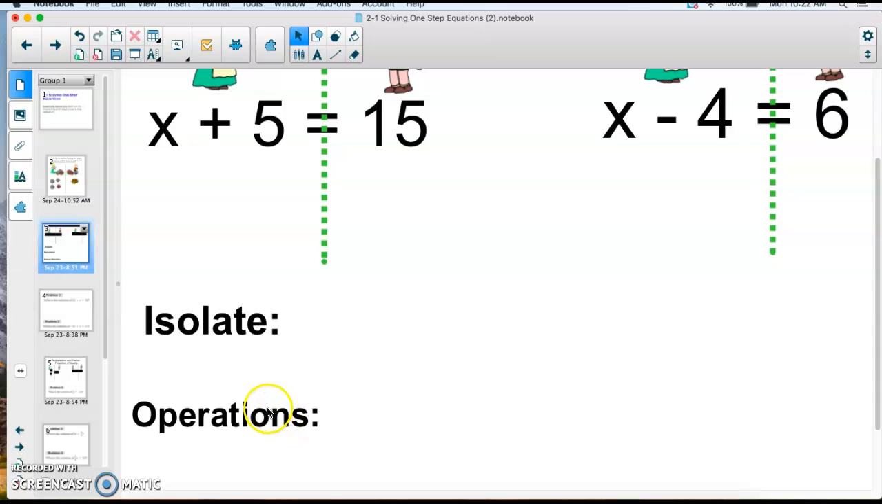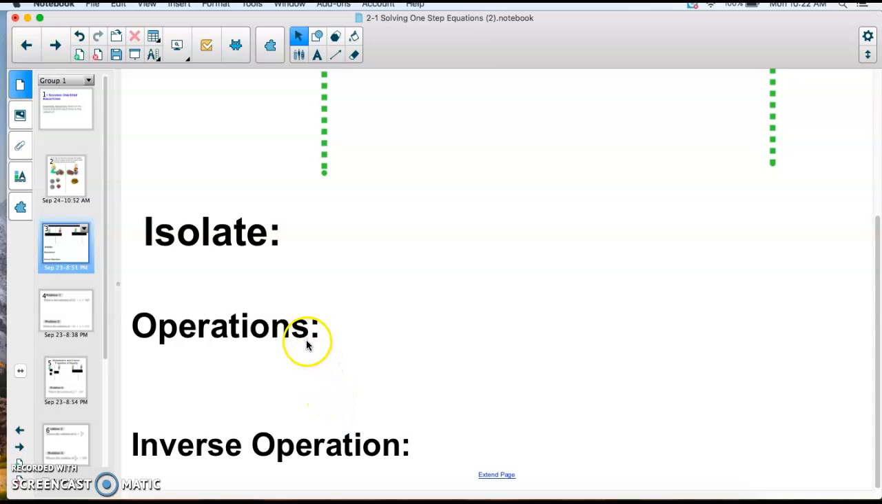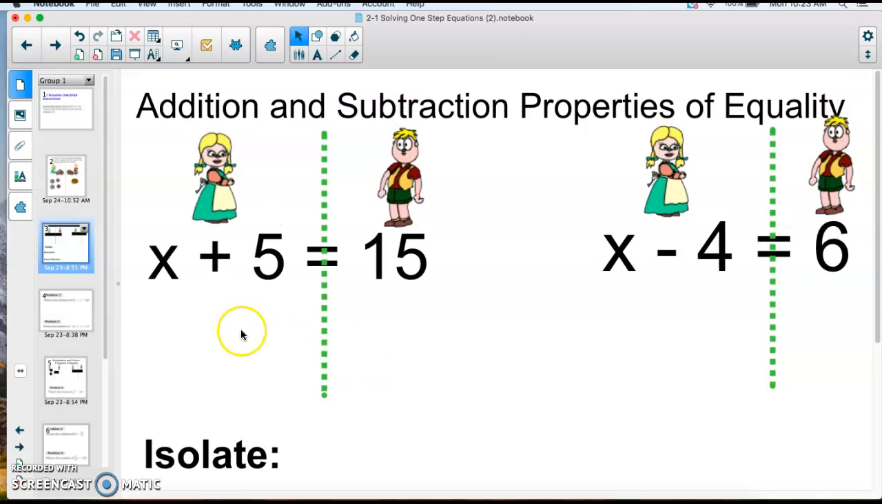Okay, operations would be addition, subtraction, multiplication, and division. The inverse of those would be kind of doing the opposite. So what's the inverse of addition? Well, that would be subtraction. What's the inverse of division? Multiplication. So it kind of undoes: if you multiply by 2 and you want to undo that, then you need to divide by 2. Okay, so those are some vocab words for you.